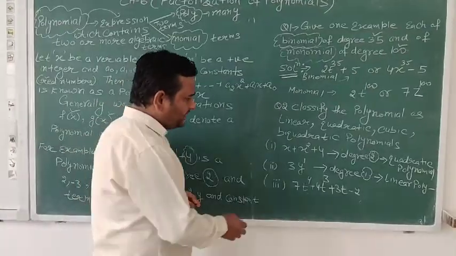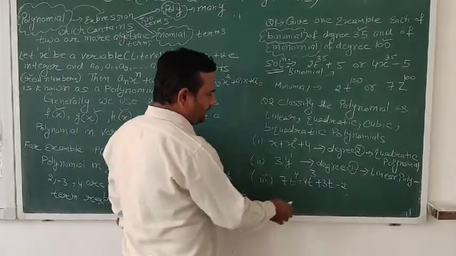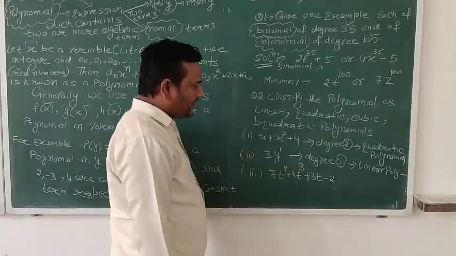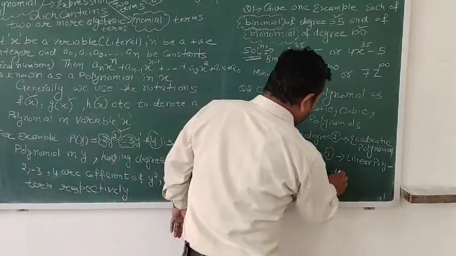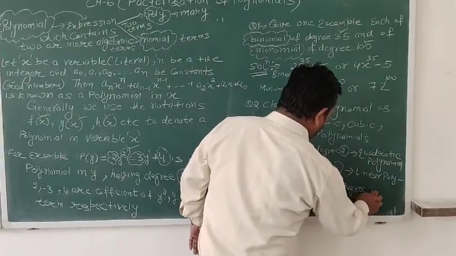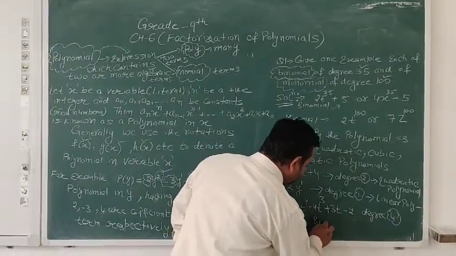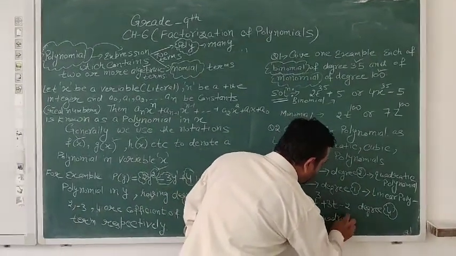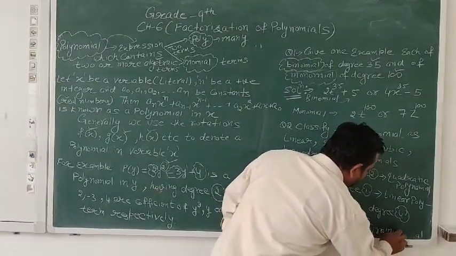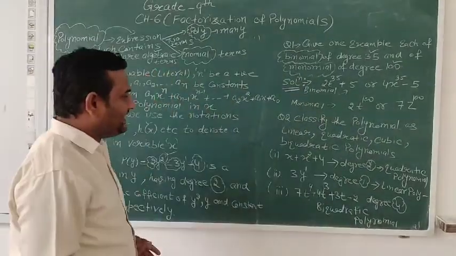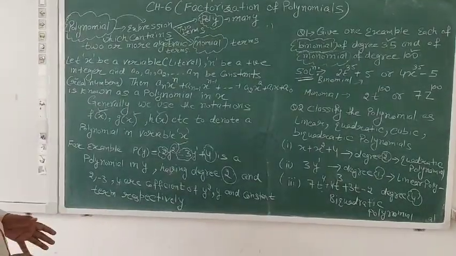Then next, third part. 7t to the power 4 plus 4t to the power 3 plus 3t minus 2. You can see that here three powers are present, 4, 3 and 1. But degree means highest power, that is 4. Whenever the power or degree is 4, the polynomial is said to be a biquadratic polynomial. So students, hope you understand the concept of polynomial and these questions based on polynomials.